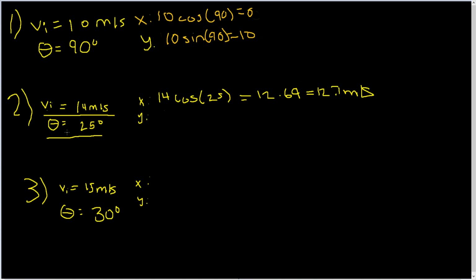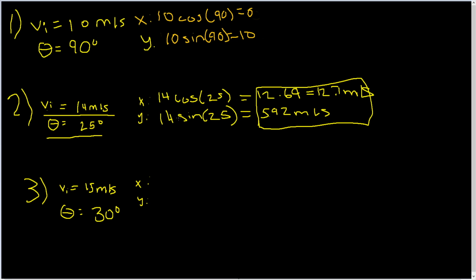And then for this next one, we see that it's 14 as well. It's going to be sine, and it's going to be 25 as our angle. So we end up getting 5.92 meters per second. And so that's going to be your answer for those two. So our horizontal is 12.7, and our vertical is 5.92.